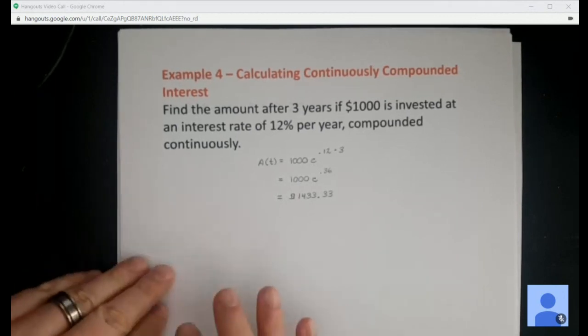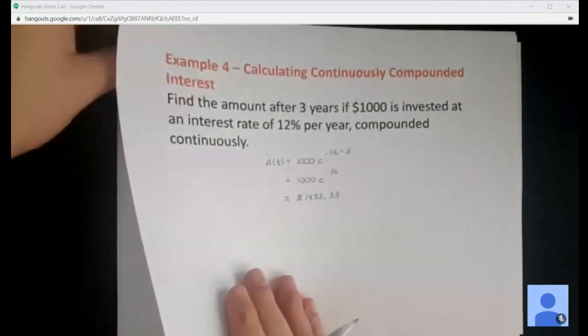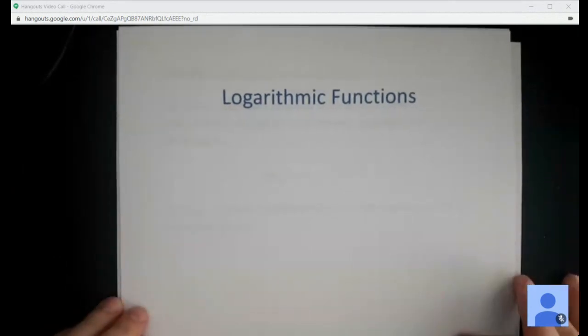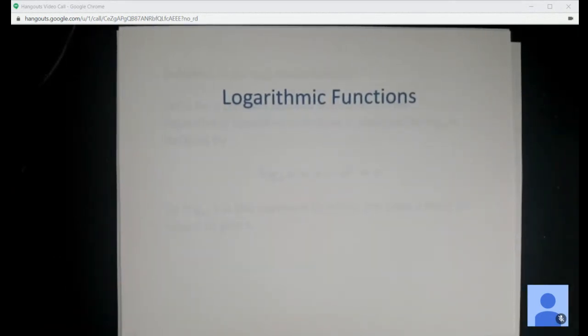All right. So that's it for that section. So this is 4.3 now. So we're going to look at logarithmic functions.